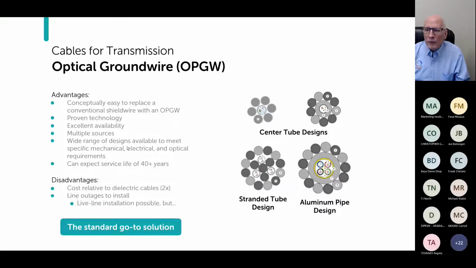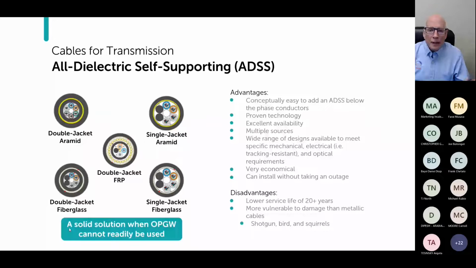When I talk about those wide range of designs up here to the right, there are 3 basic design types that are used today. You've got center tube designs, a stranded tube design, and an aluminum pipe design. That's something that we talk about, the advantages and disadvantages of each, in the OPGW Engineering 101 webinar. So for today, we're just talking about it at a high level. So in transmission applications, I say that OPGW is the standard go-to solution. But there are others. Next up is ADSS.